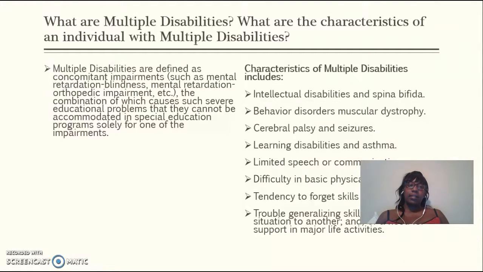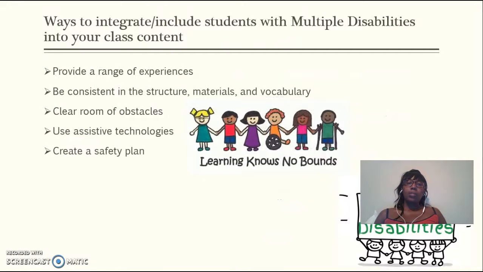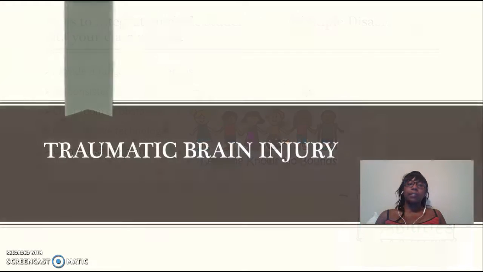Multiple disabilities. So multiple disabilities here are defined as concomitant impairments, such as mental retardation and blindness, mental retardation and orthopedic impairment, the combination of which causes such severe educational problems that they cannot be accommodated in special education programs. So some characteristics: cerebral palsy and seizures, behavior disorders, muscular dystrophy, limited speech or communication. So ways we can integrate this in the classroom is we can clear the room of obstacles, use assistive technologies, provide a range of experiences.